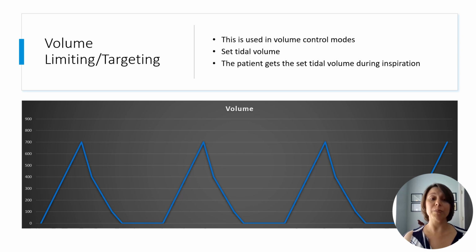When we are volume limiting or volume targeting, this is going to be for your volume control modes. We're going to set a tidal volume, and that patient's going to get that tidal volume during inspiration.